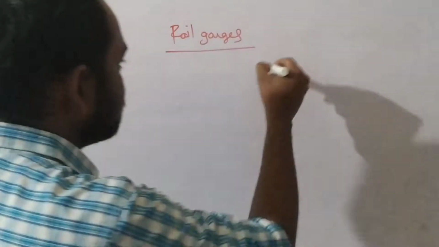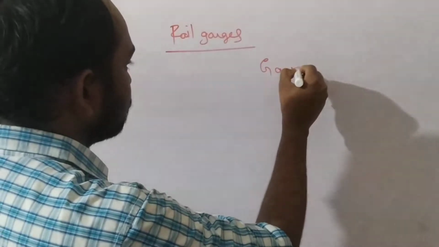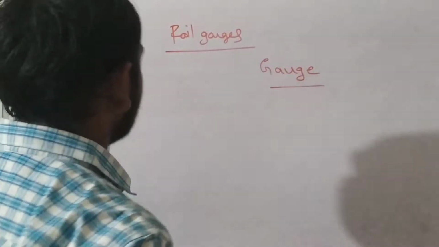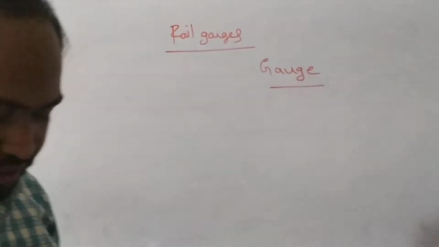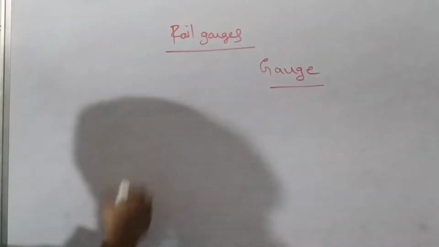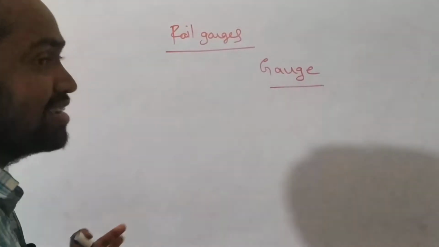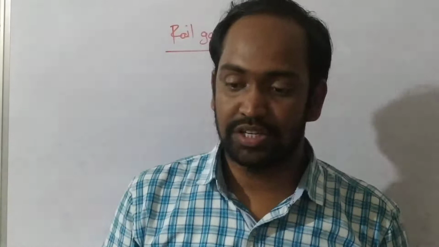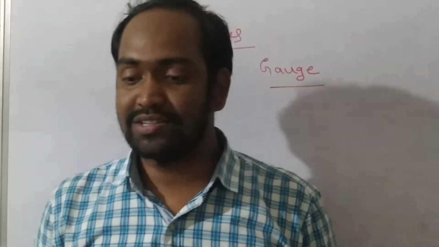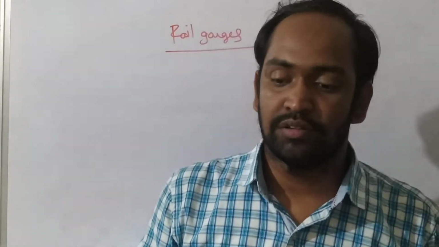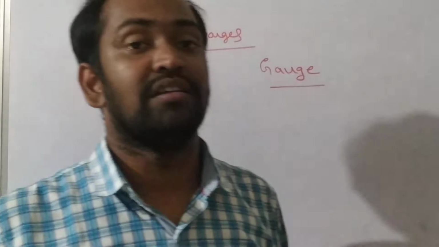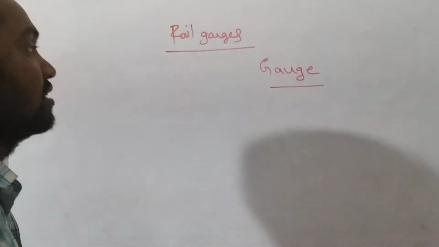Rail gauges, G A U G, gauge. So the term rail gauge refers to the distance between two parallel rails in a railway track. The rail gauge is the distance between the two inner sides of the two parallel rails that make up a single railway line. So that distance is called the rail gauge.